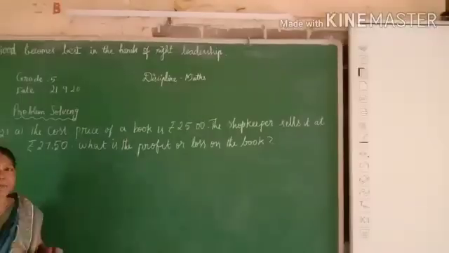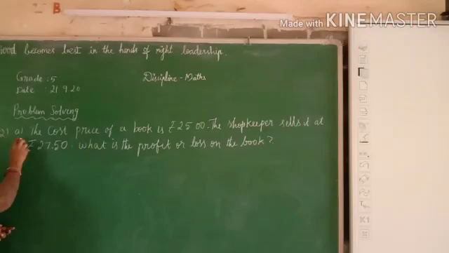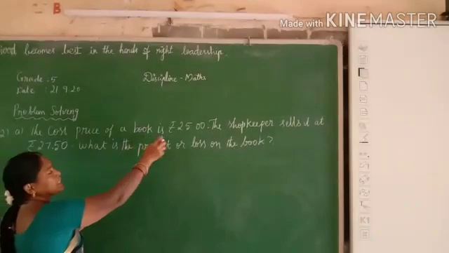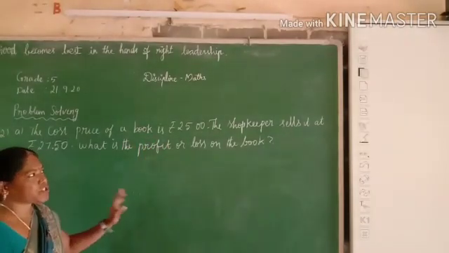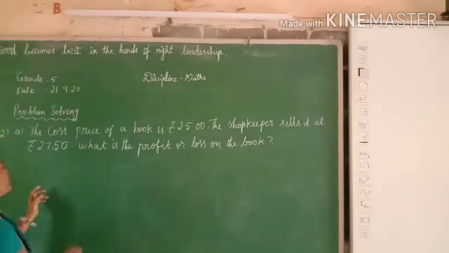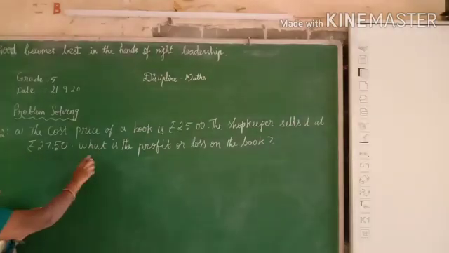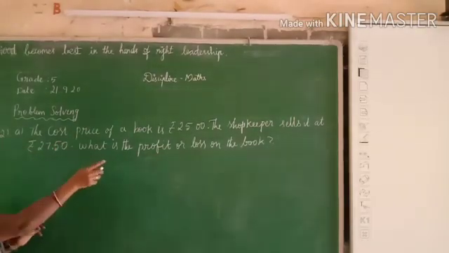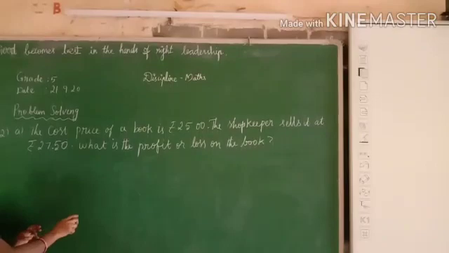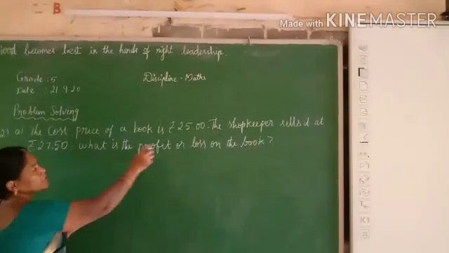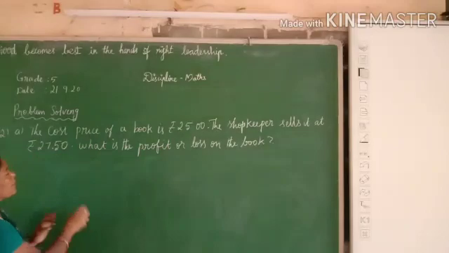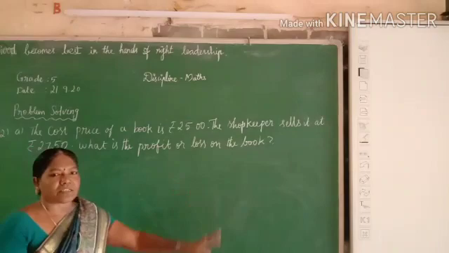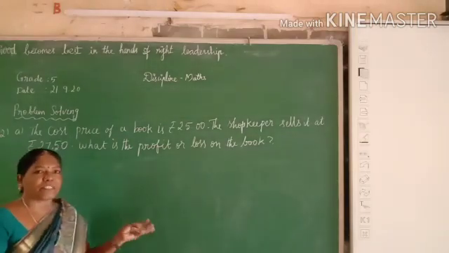Come to the second question. Question number 2, subdivision A. The cost price of a book is rupees 25. The shopkeeper sells it at rupees 27 rupees 50 paise. What is the profit or loss on the book? Now we have to find out the profit or loss.